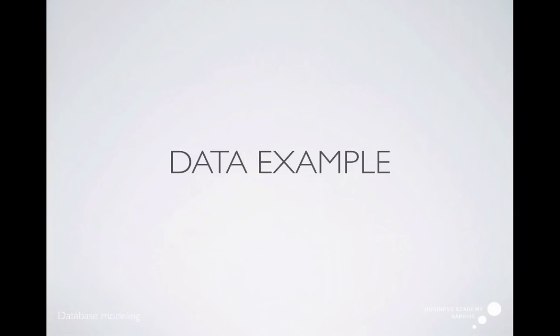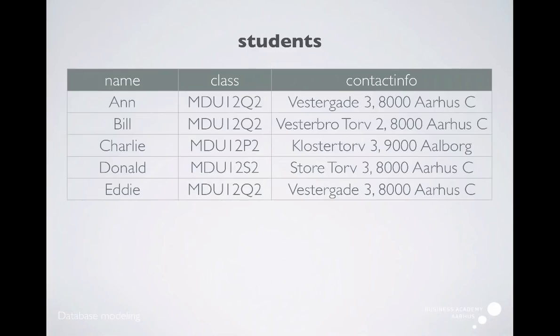So I will make a short example. I will use the example of students in this presentation. For example, I have these 5 students: Anne, Bill, Charlie, Donald, and Eddie, and they are enrolled in 3 different classes. 3 of them are in the same class, class Q, and then Charlie is in P and Donald is in S. And they have some contact info, and this could be data from a spreadsheet or a list of students. But we want to put them into a database.